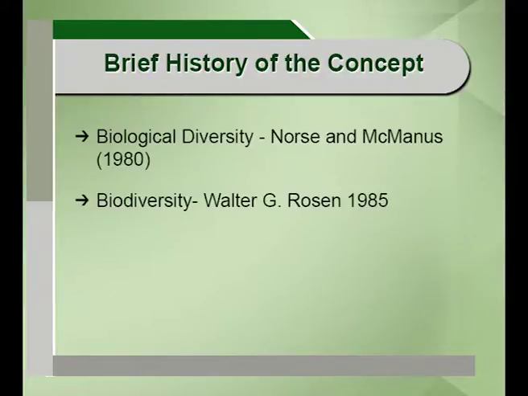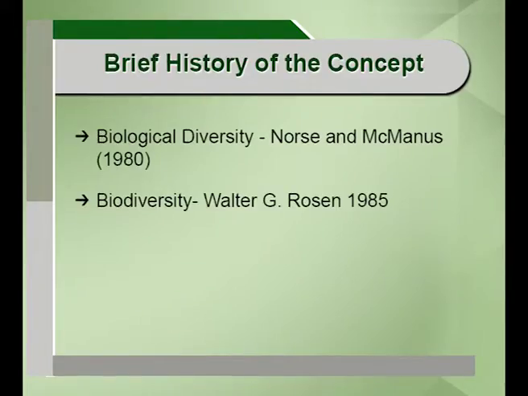If we see the concept of biological diversity, it was first introduced in 1980 by naturalists Norse and McManus. They were concerned about the loss of biological diversity in the tropical forest, so they introduced the term biological diversity. Later, Walter G. Rosen in 1985 abbreviated biological diversity as biodiversity in the first planning meeting of the National Biodiversity Forum.